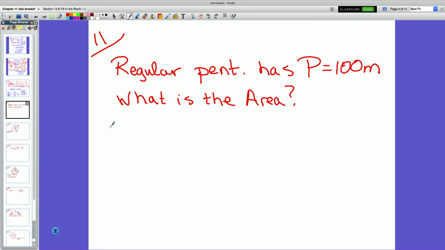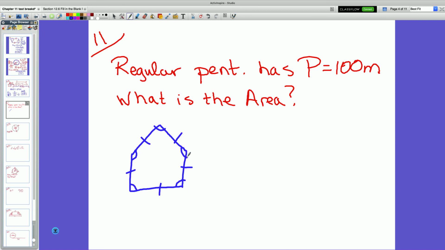Well, here's what I would do. I would draw a picture of a pentagon. And I can't draw a regular pentagon, but that's okay, right? Because we just need to label it regular. So there's my pentagon. And we're going to say it's regular, even though it doesn't look regular. That's fine.